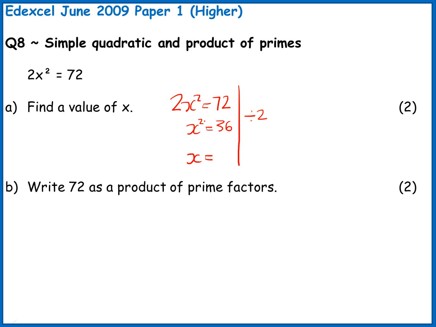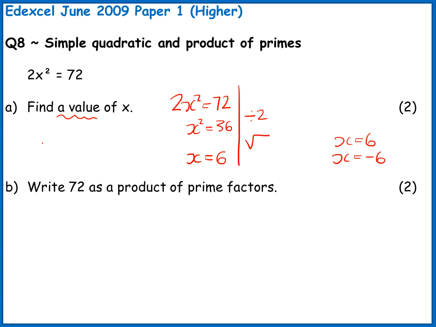So to undo squaring, I'm going to need to square root. The square root of 36, normally we say it's 6. So x equals 6 would be a perfectly fine answer for this. You'll notice the question says a value of x. It would also be perfectly okay to write down x equals minus 6 as the answer to this, because when we square root, we've actually got two values we could use.